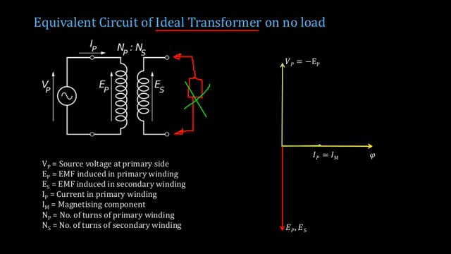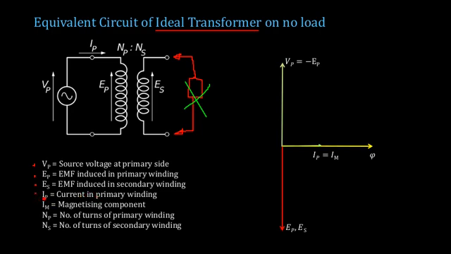Vp is the source voltage at the primary side. Ep is the EMF induced in the primary winding. We have already learned how an inductor works. Once you have an AC voltage applied across the inductor, you will have an induced EMF in that inductor. That voltage is known as the induced EMF. Since the flux will be linking with the secondary winding, some EMF will be induced in the secondary winding also. So you have some flux in the core, and some EMF induced in the secondary winding.